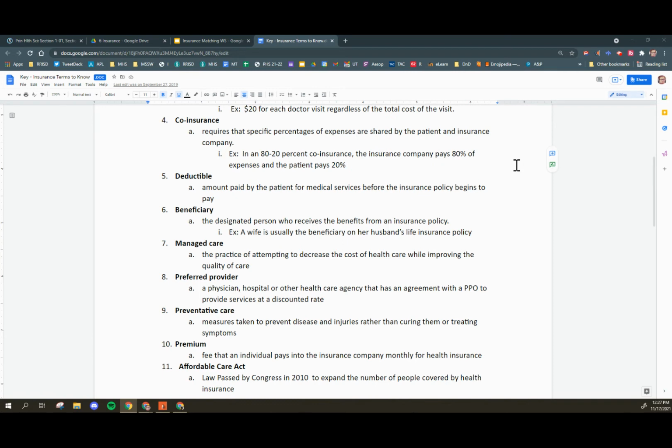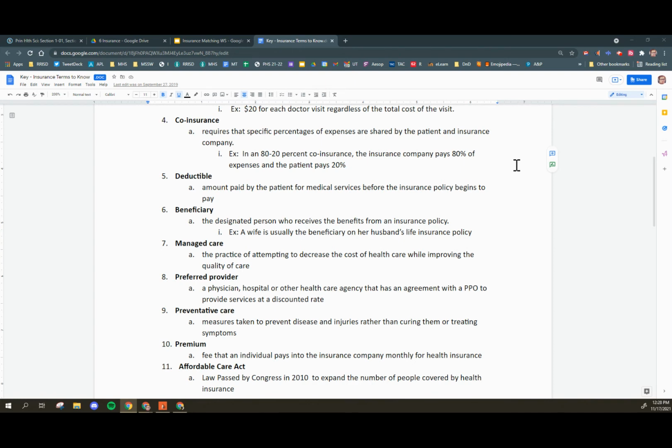After they have paid that deductible, meaning that they've paid whatever amount the insurance company says they have to pay out of pocket, as soon as they hit that limit, then the coinsurance kicks in and the insurance begins to cover their portion of the bill.